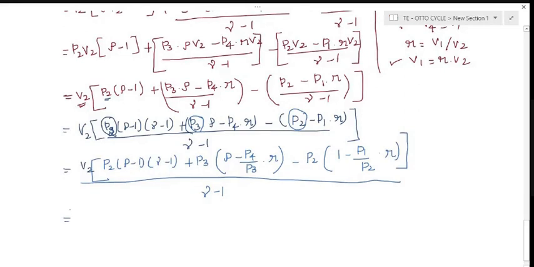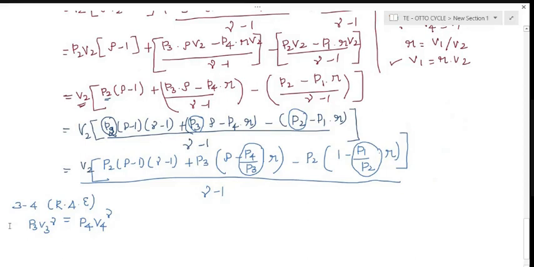Then instead of the term P4 by P3, you can replace it with some relation. Similarly, instead of P1 by P2, you need to substitute some relation. So consider the process between 3 and 4, which is a reversible adiabatic expansion process, so P3 V3 to the gamma equals P4 V4 to the gamma. You can use this relation.